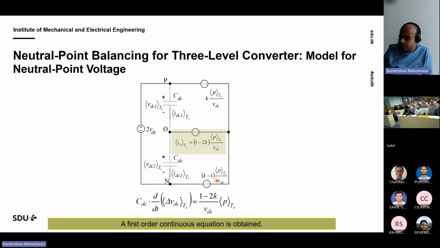When we do so, the neutral point current is directly proportional to the power and inversely proportional to the DC link voltage. Now, at an operating point, it is directly proportional to 1 minus 2K. And when we talk about neutral point voltage dynamics, it comes to be a very simple equation, and it is not dependent upon the sector, subsector, nothing. It only depends upon power and the DC link voltage. So a first order continuous equation is obtained. That is the benefit here.